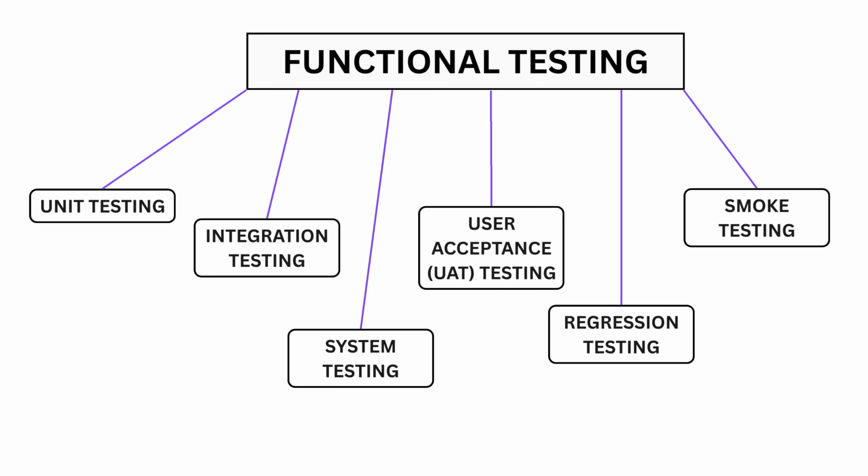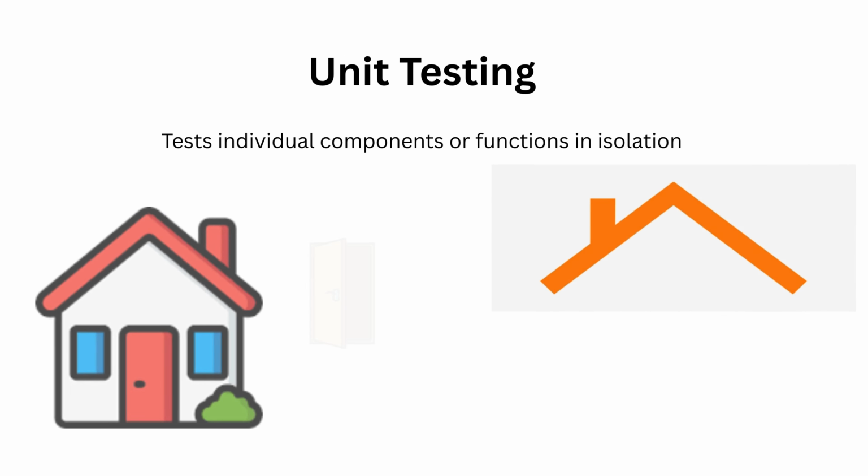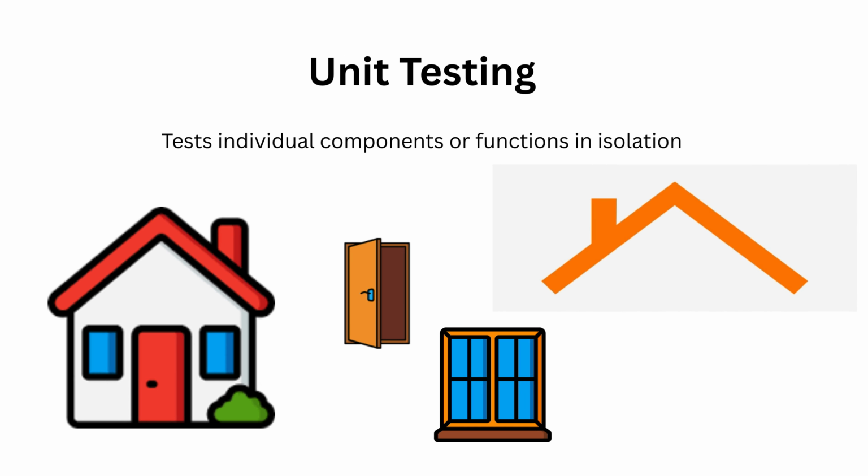All right, now that we've covered that, I would like us to get into the types of functional tests you can perform on your system. We are starting with unit testing. Unit testing is done to test individual components or functions in isolation. So you have to make sure that the basic building blocks of your system work well first before you can move on to other things.